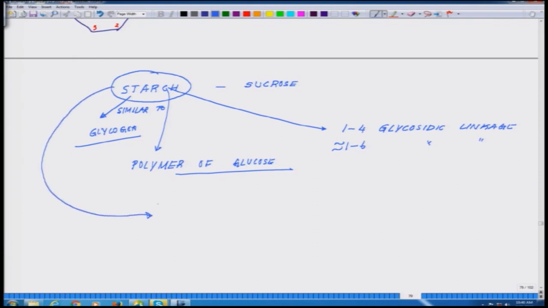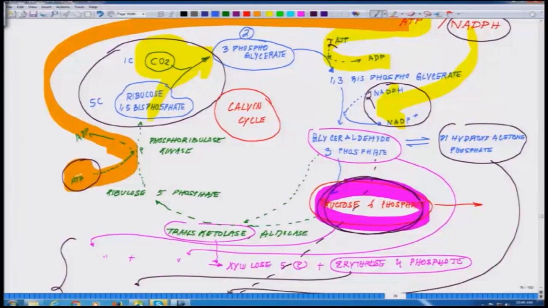the genesis of all these things is from fructose 6-phosphate to starch. Calvin cycle, fructose 6-phosphate, look at this molecule. So this is converted into starch and sucrose.